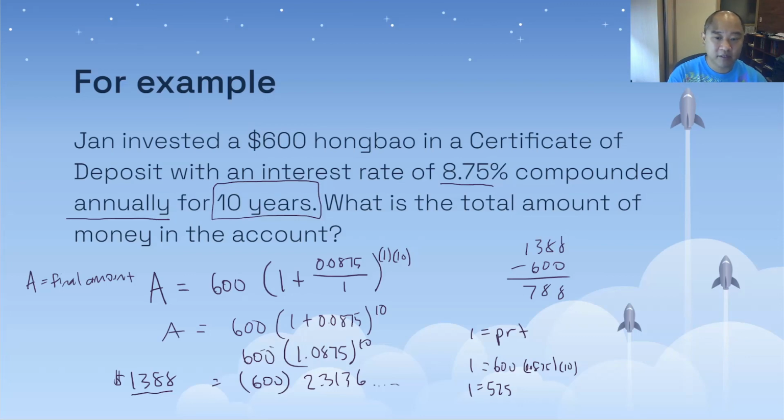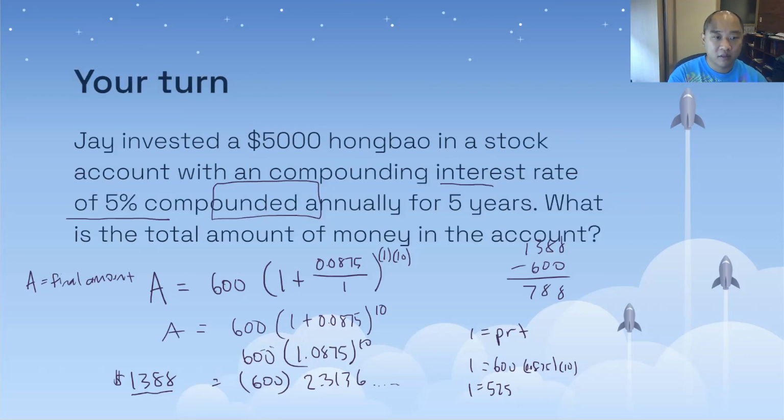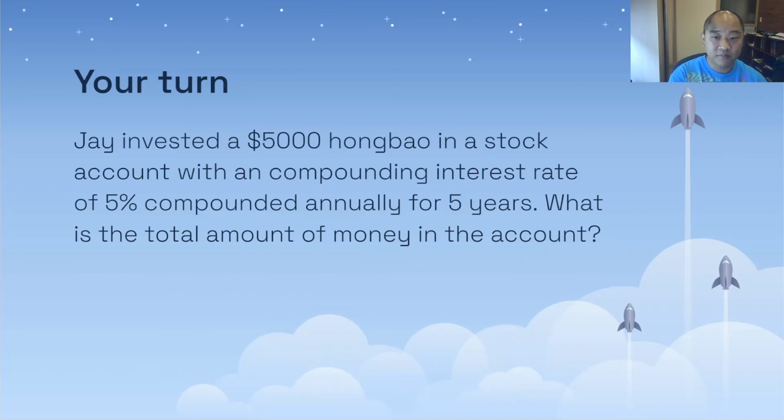Okay? All right, your turn. Let's say that Jay invests a $5,000 gift into a stock account with a compounding interest rate of 5% compounded annually. Again, annually means one time a year, for 5 years. What is the total amount of money in the account?